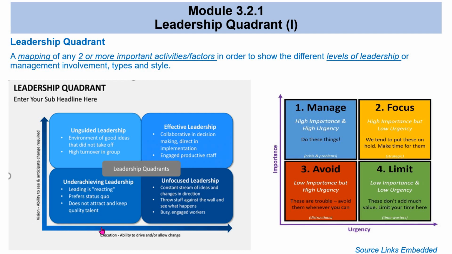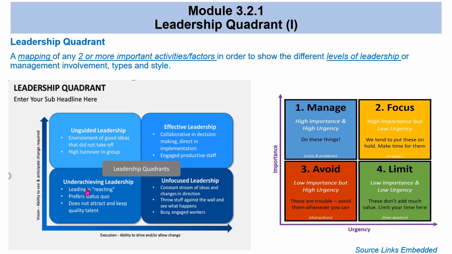For example, if you would map vision and execution as two factors, where vision is the ability to see and anticipate change required, and execution is the ability to drive and or allow change. Now, for a leader that has a low execution ability and a low vision, then simply you are in the bucket of the underachieving leadership. And that will be one of the quadrants.